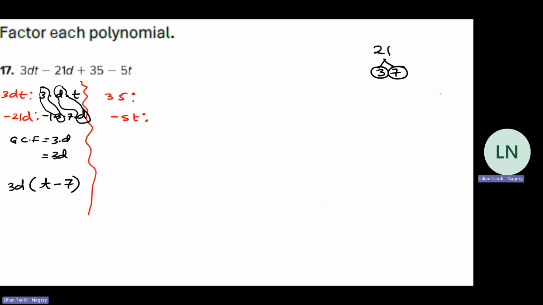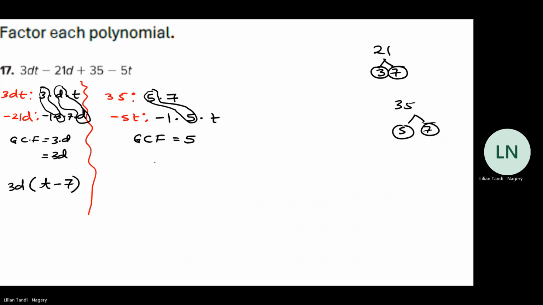So let's do 35. 35 will be 5 times 7, and both of them are prime. So 5 times 7. Negative 1 times 5 times t. This is our greatest common factor. Greatest common factor is 5. So 5 outside, 7 minus t.